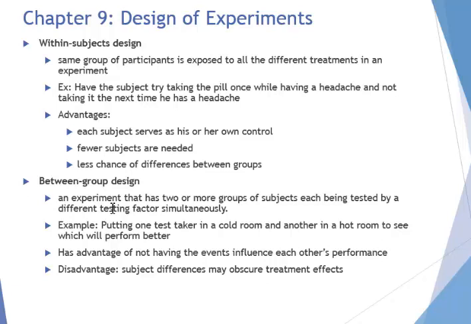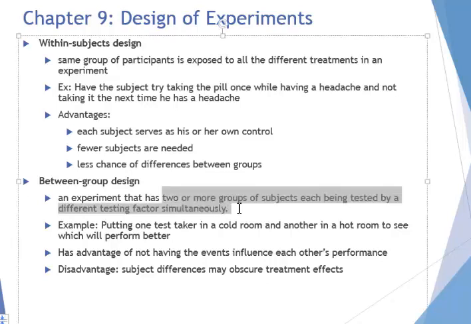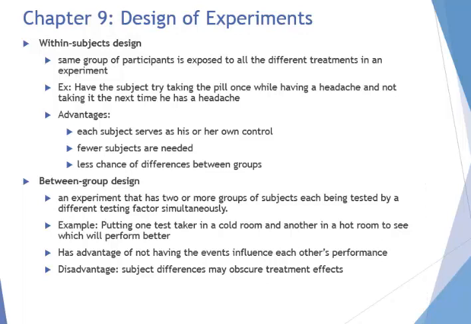You could also have the between group design, which is really the one that we discussed before, where you have an experimental group that is separate from the control group. This is where you have an experiment that has two or more groups of subjects, each being tested by a different factor simultaneously. You put one test taker in a cold room and another in a hot room to see what effect heat or cold will have on the ability of somebody to take a test. Now, obviously, the dependent variable there would be how well they take the test, and the independent variable being the temperature.